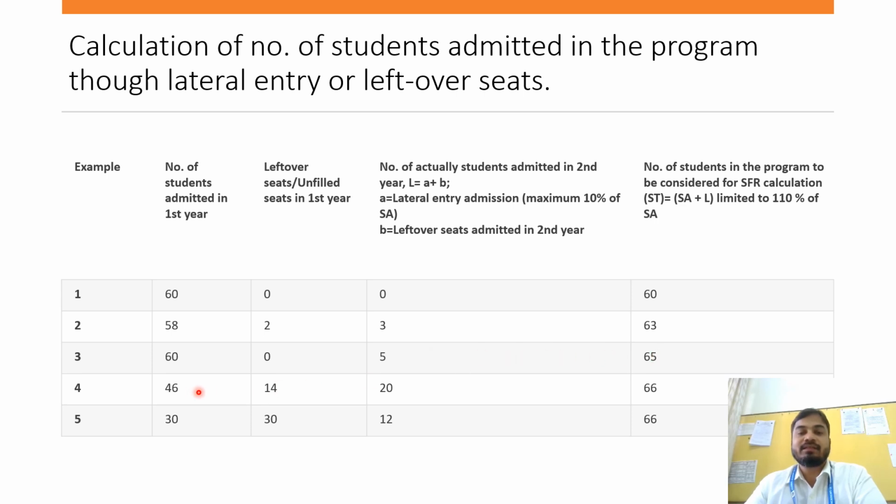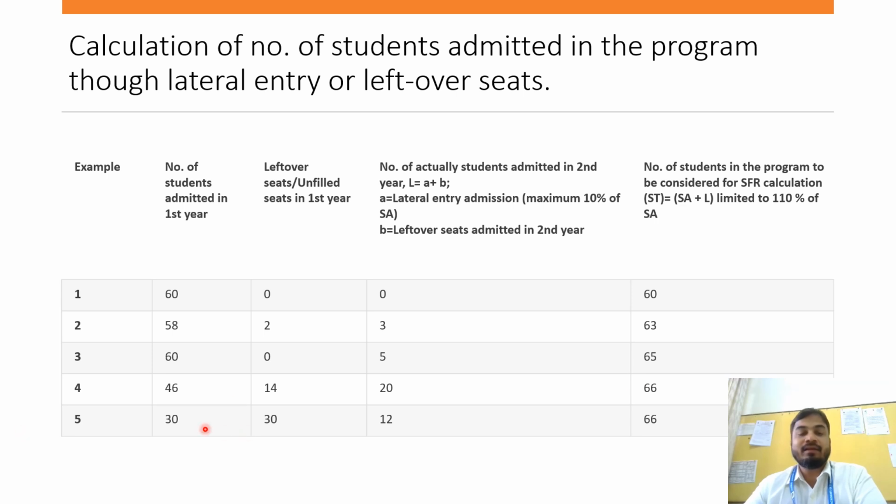In another case, the number of students entering first year is 46, so the leftover seats for the 60 intake will be 14, and lateral entry will be 6. So for the 60 sanctioned intake, L is 6 plus leftover seats 14, equal to 20. Here the total number of students for that academic year will be SA plus L, where only 10% of SA can be taken. So it will be 60 plus 10% of sanctioned intake. Even though it is 20, we will consider it only to be 6. So 60 plus 6, which is equivalent to 66.